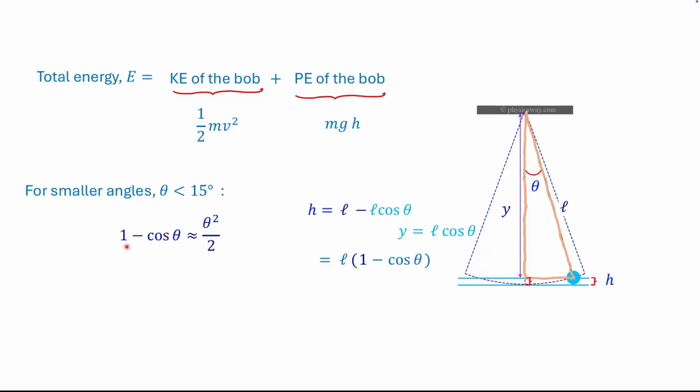For smaller angles, 1 minus cosine theta is approximately equal to theta squared divided by 2. Now substitute this for 1 minus cosine theta. And substitute this for this h. Add the two energies, you will get the total energy.